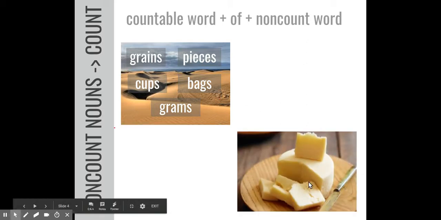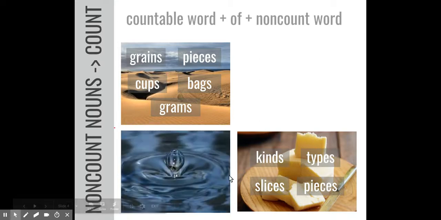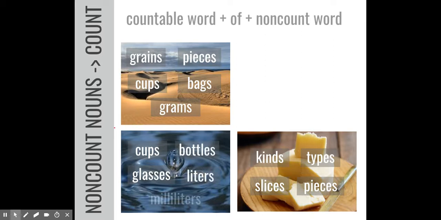Okay. So here, when I say 5 cheeses, I actually mean 5 different kinds or types of cheese. If I want to talk about this picture, I would say 4 slices and 5 pieces of cheese, right? To mean they are all the same kind from the same piece. What about liquids? What words do we use to talk about liquids? Words like cups, glasses, bottles, liters, and milliliters. We could even say droplets, like raindrops, right?